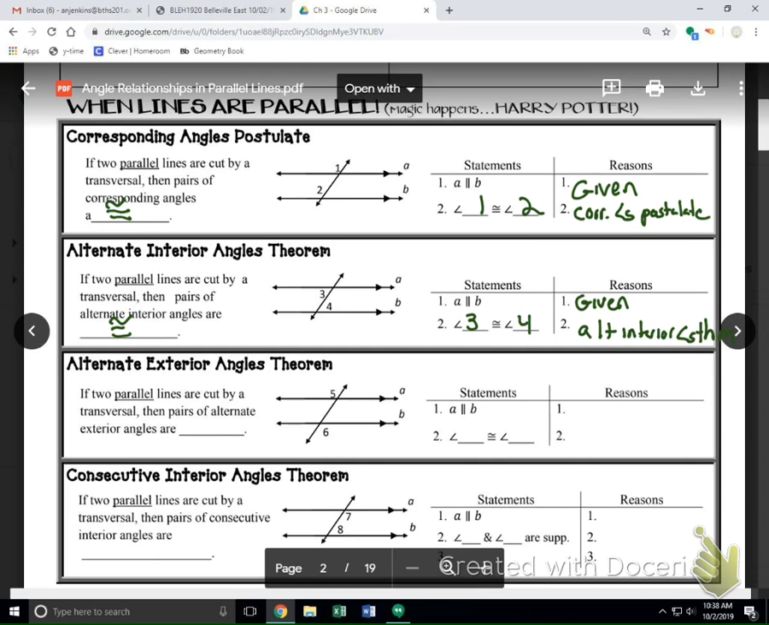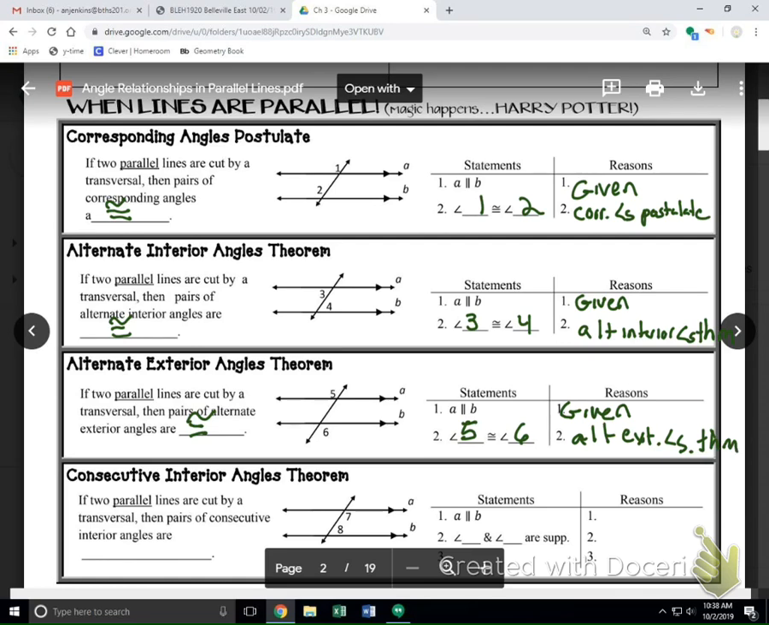After that we have the alternate exterior angles theorem. If 2 parallel lines are cut by a transversal, then the pair of alternate exterior angles are congruent. Again we know that A and B are parallel because it's given. We know that angles 5 and 6 are congruent by the alternate exterior angles theorem.